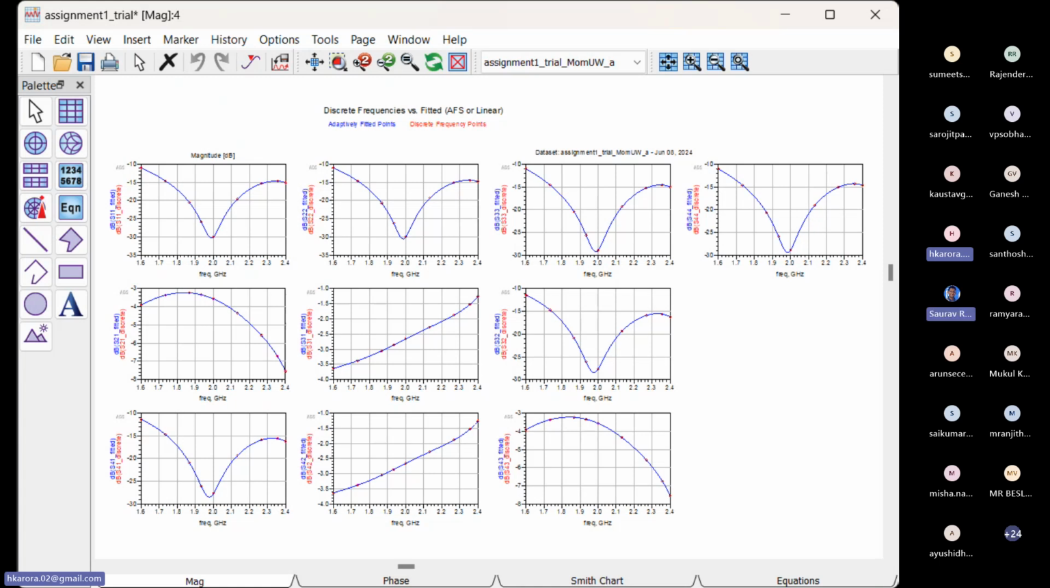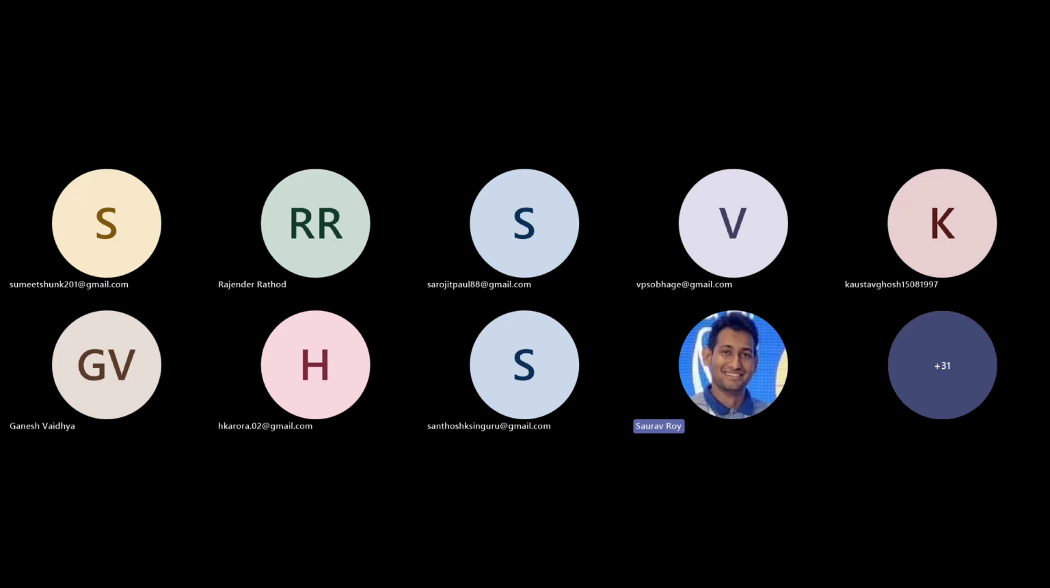I'll show you my schematic also. Just a second. Is it visible? It's coming up. Not yet. Okay. Now? Not yet. Should I share it again? I think you have shared one particular screen. Yeah, that's why it's not coming. Okay. Just give us a minute.